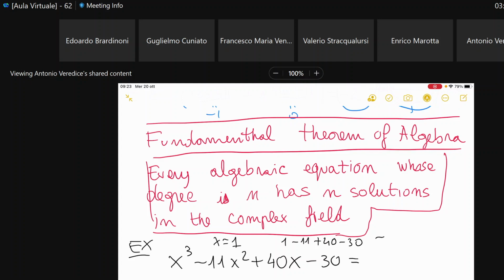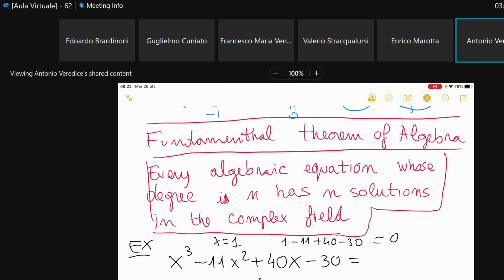Okay, this is 0. So one solution is 1. So you can write this as x minus 1 times another polynomial, and you can find it using, as I told you before, the division between polynomials. If you have questions on this, you can ask me during the TA. It's a basic algebraic issue.